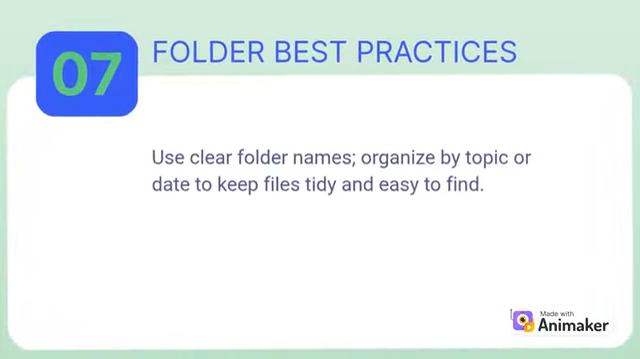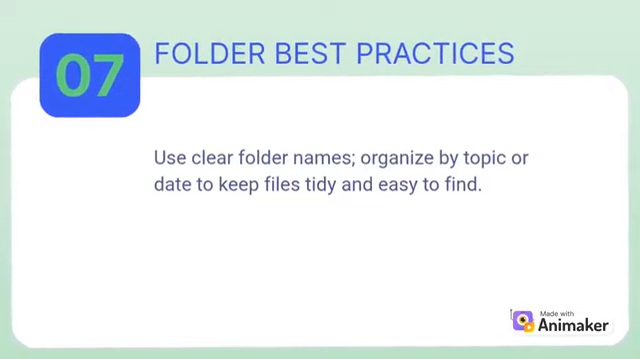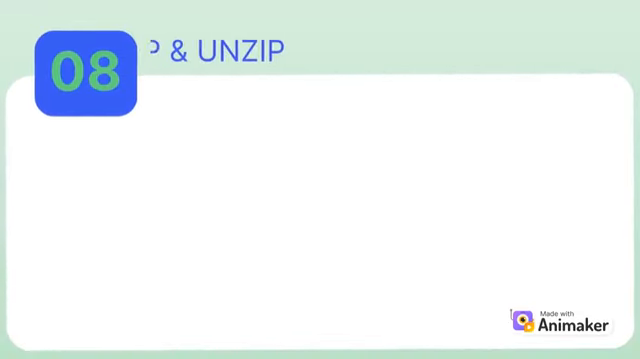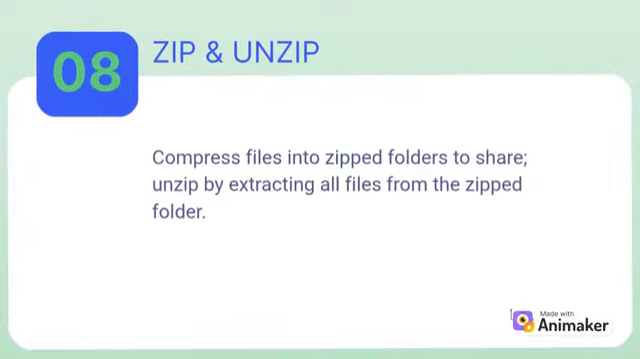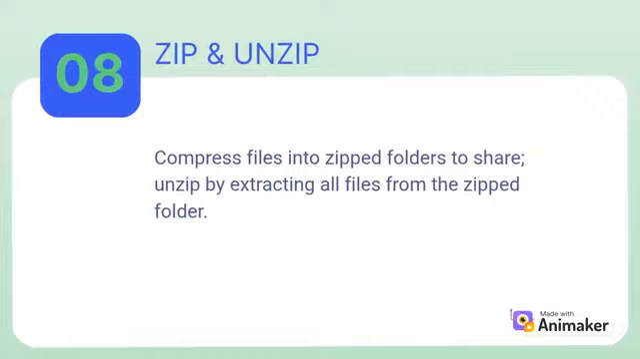Use clear and descriptive folder names. Organize folders by topic or date to keep files tidy and easy to locate. Zipping compresses files into one folder for easy sharing. Right-click and select Send to Compressed, Zipped, Folder. To unzip, right-click and select Extract All.